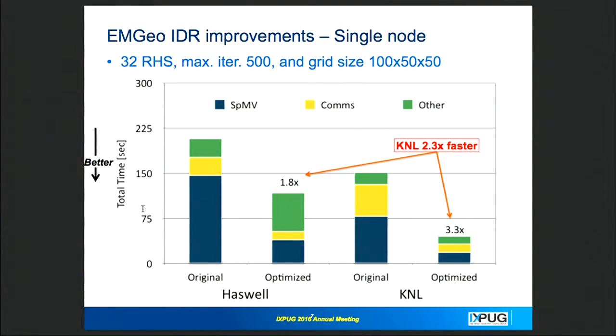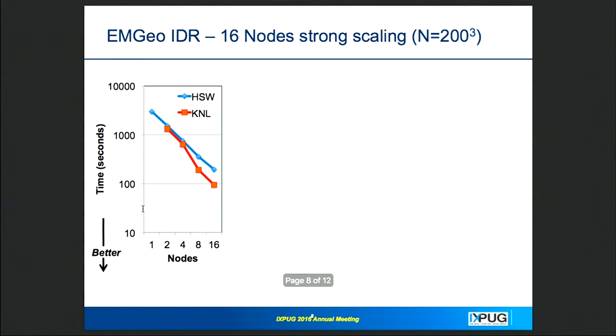Here, for the SpMV operation, we have improvements from the optimizations I mentioned earlier. And we have reduced the MPI communication time by using a hybrid OpenMP/MPI implementation, where now we have fewer MPI ranks or processes doing the communication. Here we have some slowdown in the other parts of the code on Haswell, which I'm still investigating.